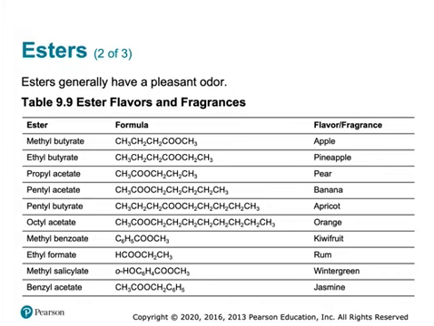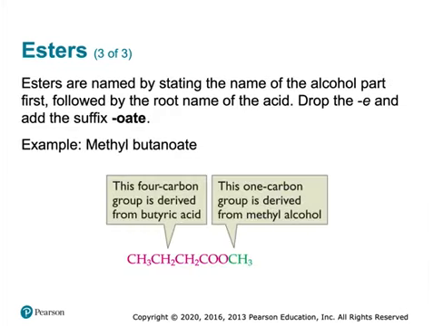Okay, so then you can see there are different flavors there, and they're from these esters. A lot of chemistry can smell really bad, but this stuff smells great, though, and tastes good. And the way that you name these, you start with the name of the alcohol, then followed by the root name of the acid, and then drop the -ic and add the -oate. So you take methanol, start with the name of the alcohol, so it's methyl, and then the butyric acid, the 4-carbon acid. So this is methyl butanoate.